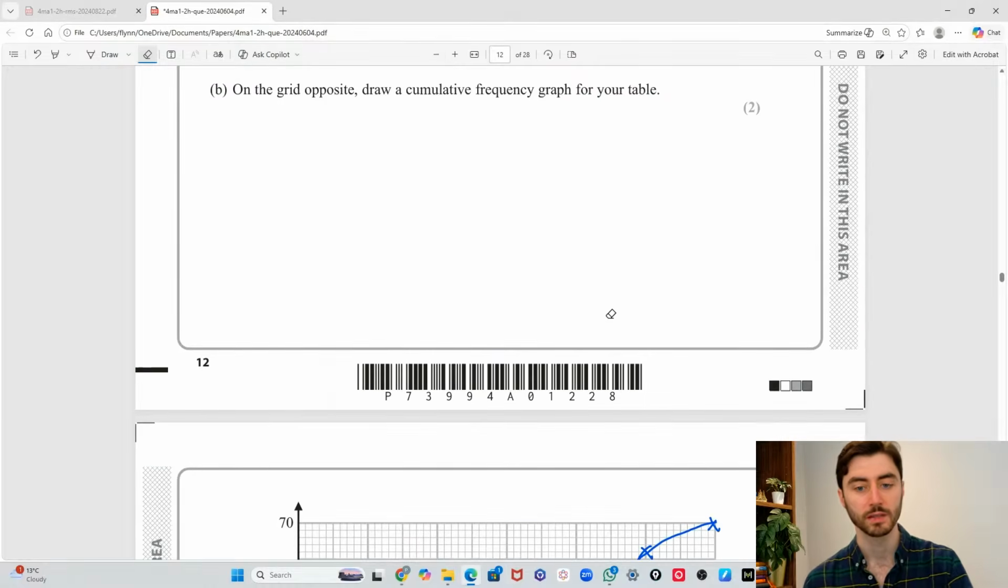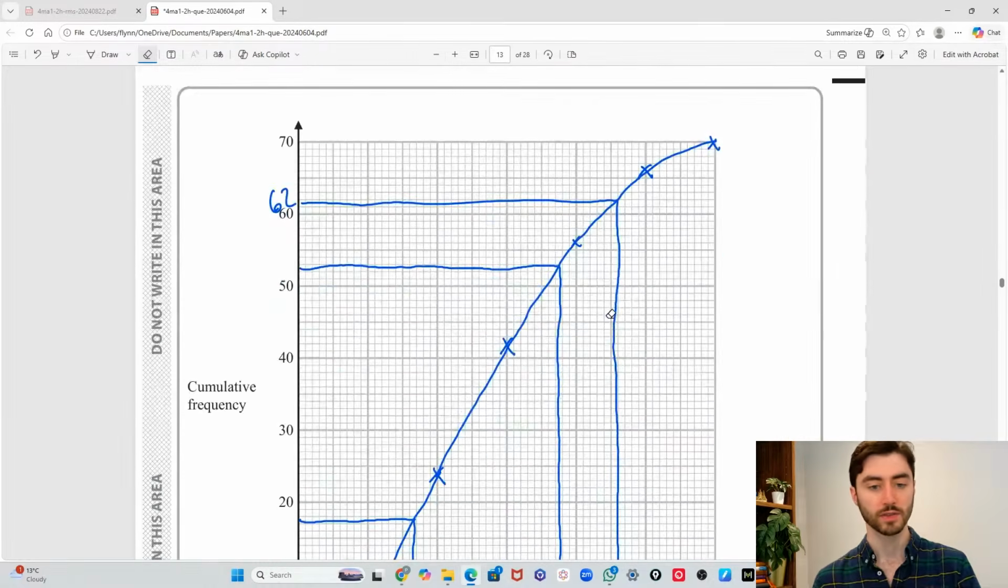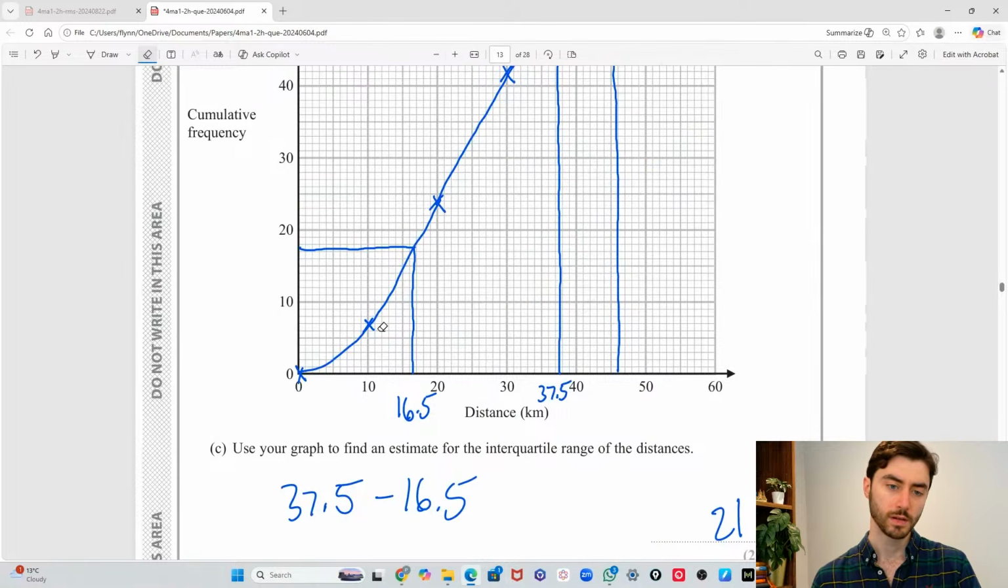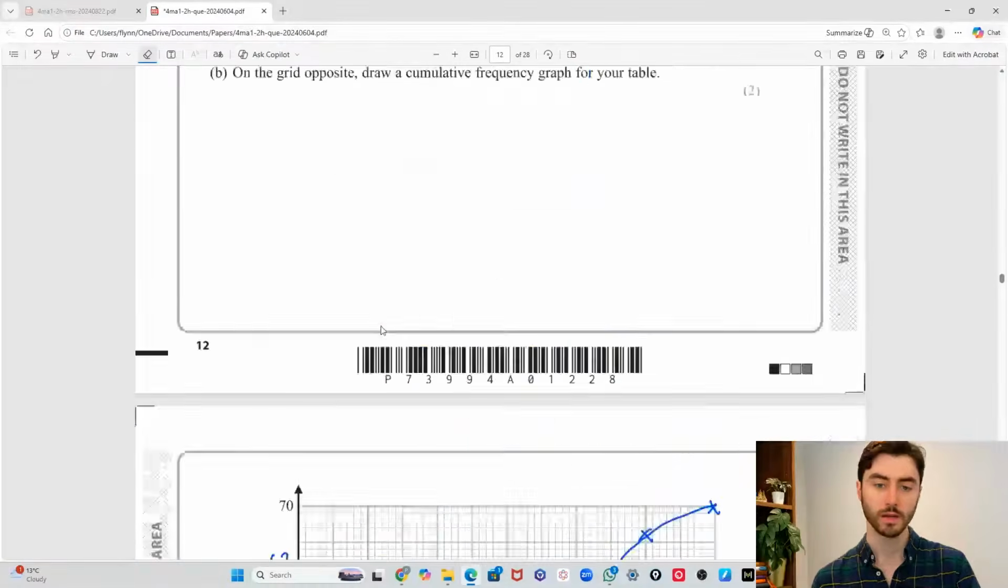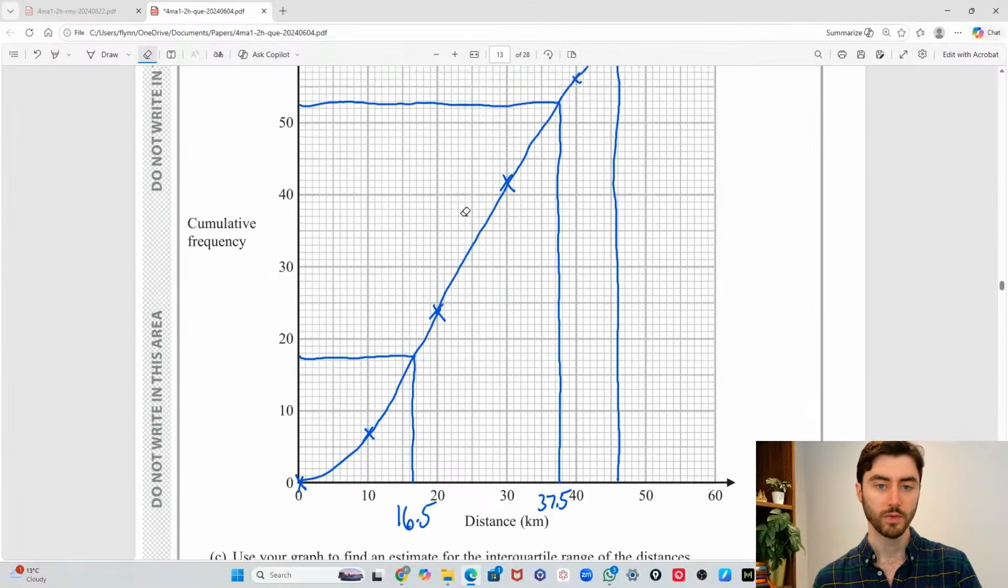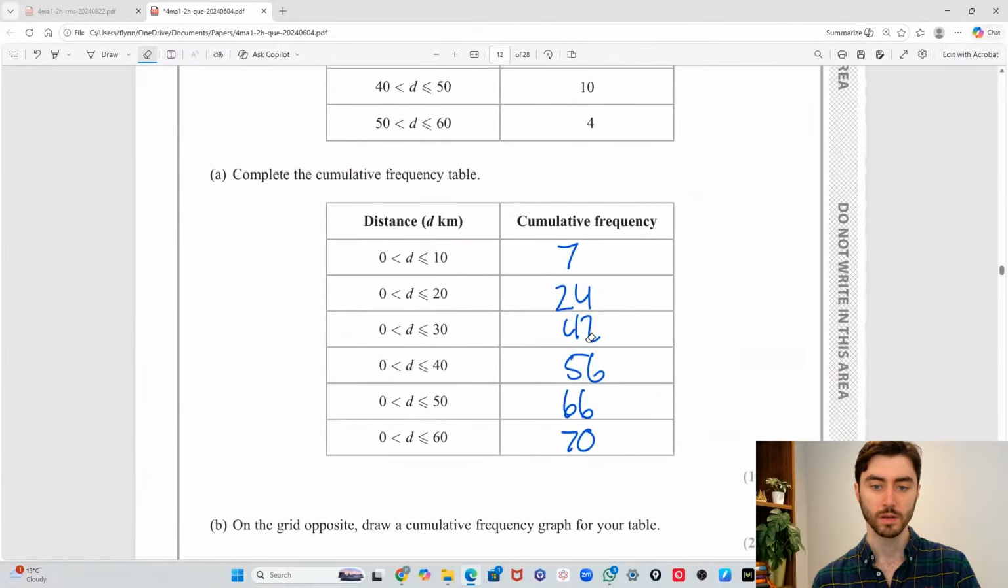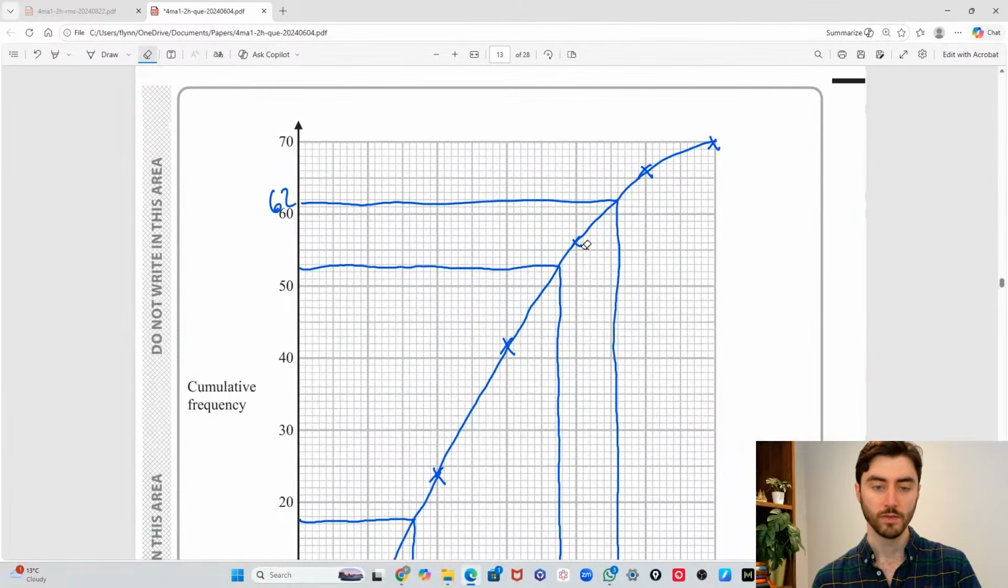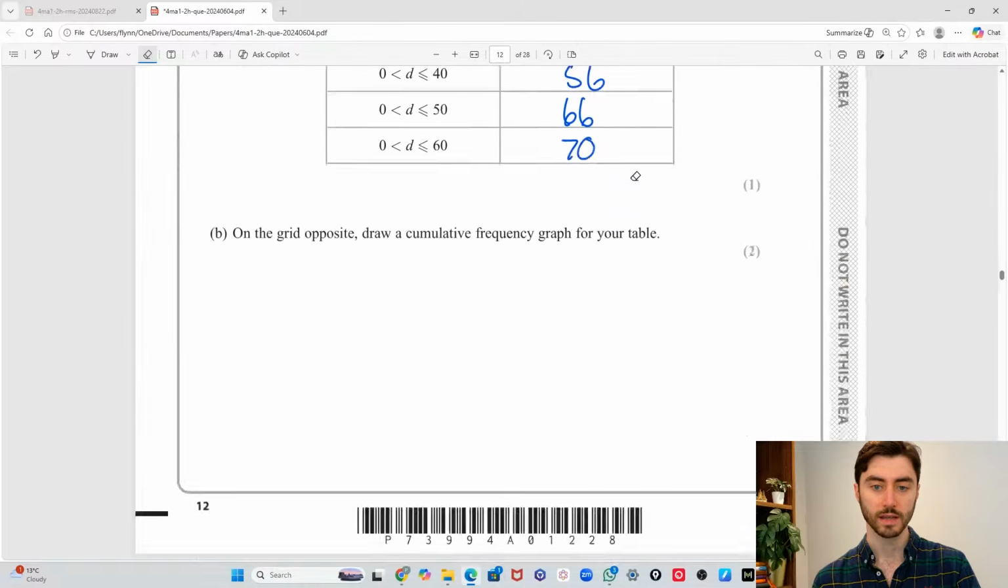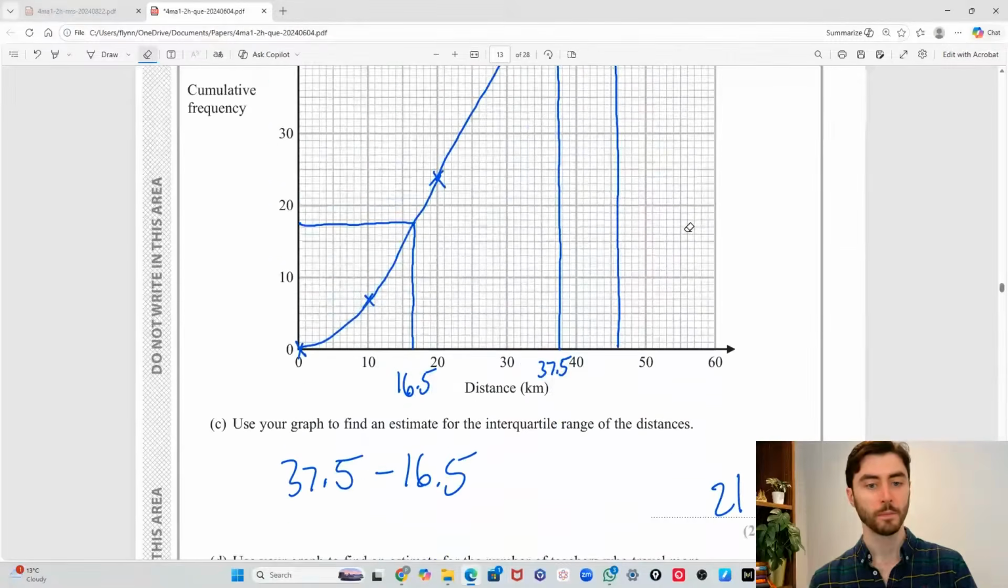Have I sketched it correctly then? I think I have. So it's 7, 24, 42, 56, 66, 70. That's all good.